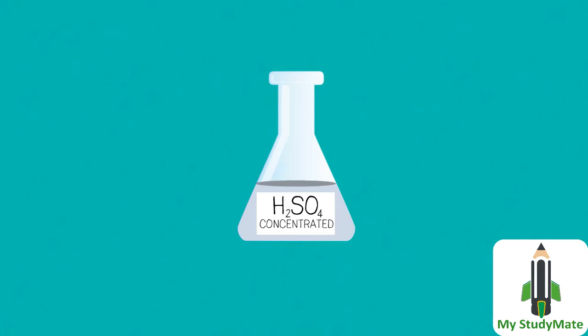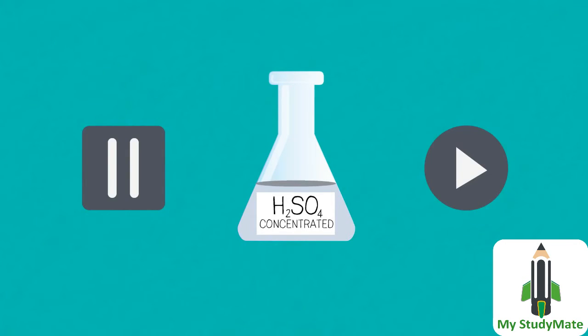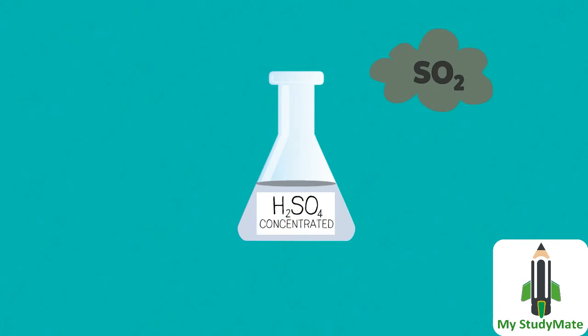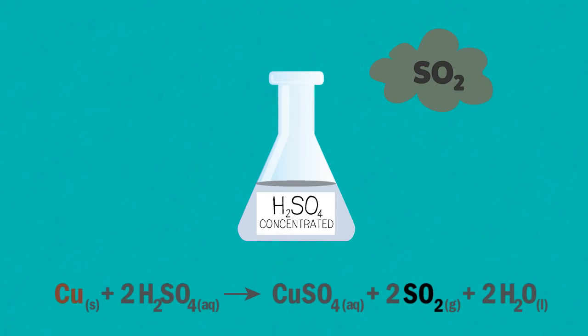Finally, what about when copper reacts with concentrated sulfuric acid? Can you predict what will be produced? Pause the video and try and write an equation and continue when ready. The correct answer is sulfur dioxide. It is formed in the following reaction. The sulfur dioxide produced in this reaction is toxic, so care must be taken.